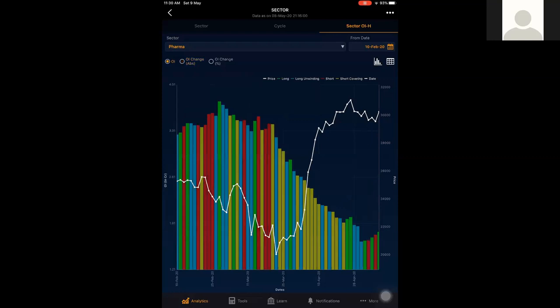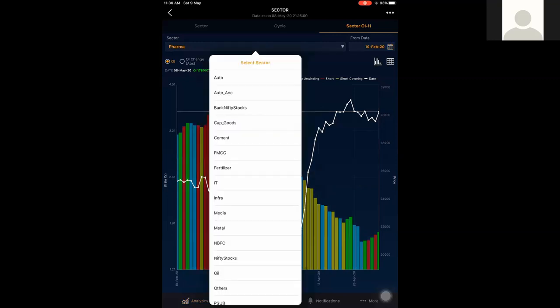If you look at the absolute OI, this is how the entire pharma OI structure is. We saw a considerable fall in the absolute OI from March to May. And now, as we are seeing right now, the OI is rising. If this structure continues, and we see more greens coming up, then definitely the sector could be poised for an upward move.